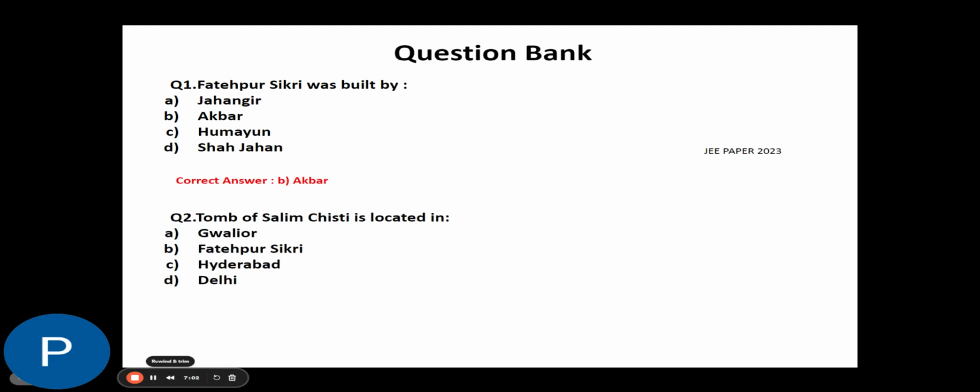Then coming to the tomb of Salim Chishti, it is located in, the various options for this are Gwalior, Fatehpur Sikri, Hyderabad, and Delhi. If we talk of Mughal architecture, it was basically clustered in Agra and Delhi. Fatehpur Sikri is also located at a small distance from Agra. So the correct answer for this is B, Fatehpur Sikri.